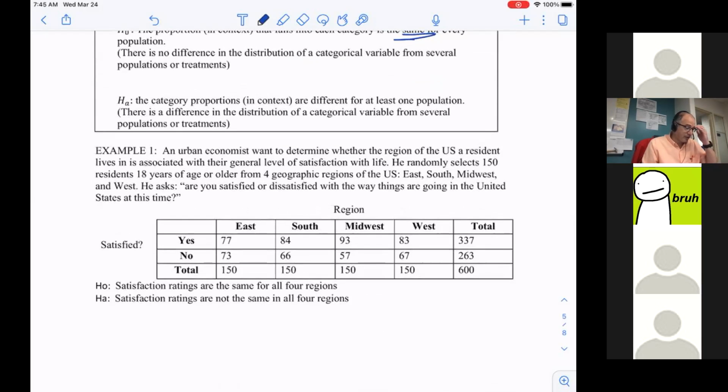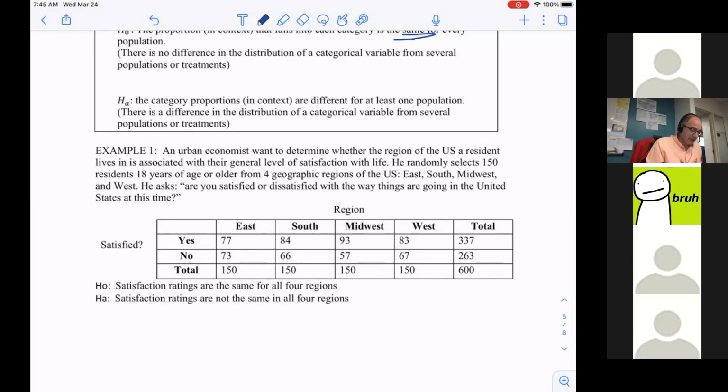So our first one here: an urban economist wanted to determine whether the region of the United States a resident lives in is associated with their level of satisfaction with life. He randomly selects 150 residents 18 years or older from 4 geographic regions of the U.S., East, South, Midwest, and West. He asks, are you satisfied or dissatisfied with the way things are going in the United States at this time?